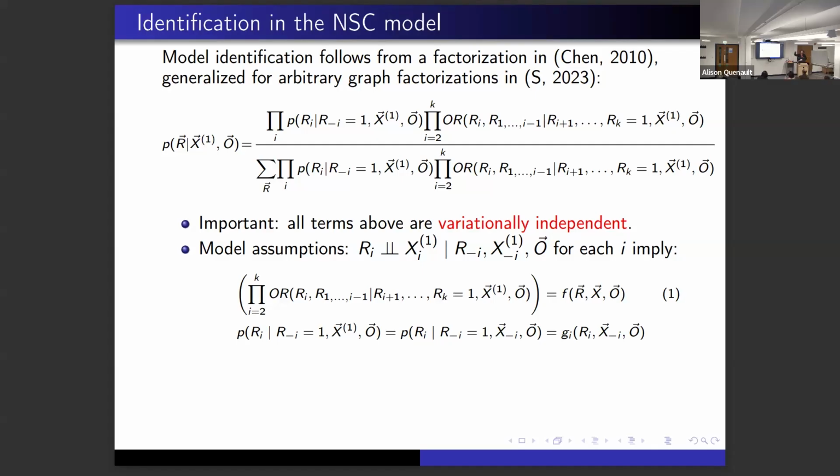I also need to add the way the variables interact. And the way you do that is you add this odds ratio decomposition. And then the whole thing has to be normalized, so what's at the denominator is just a normalizing function for the numerator. There are various ways of rewriting this odds ratio decomposition, which I'm not going to get into. But importantly, all the terms above are variationally independent, and model assumptions imply that they're all functions of the observed data. That's all I'm going to say for now.